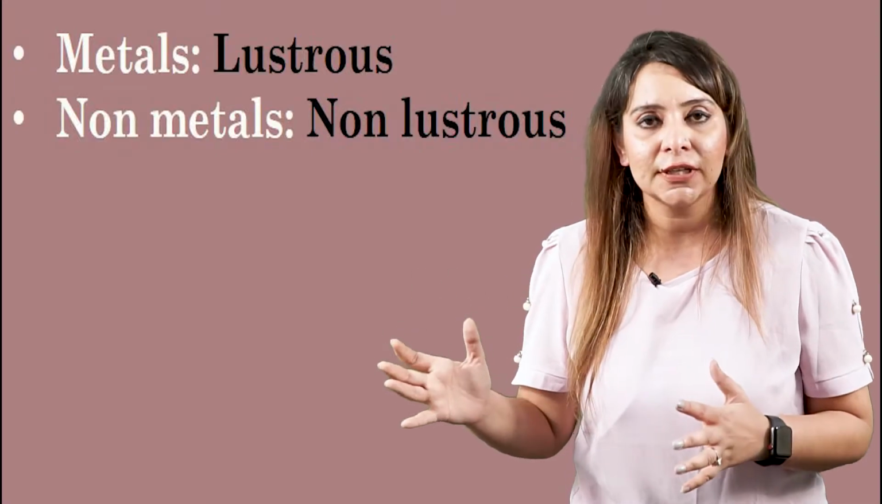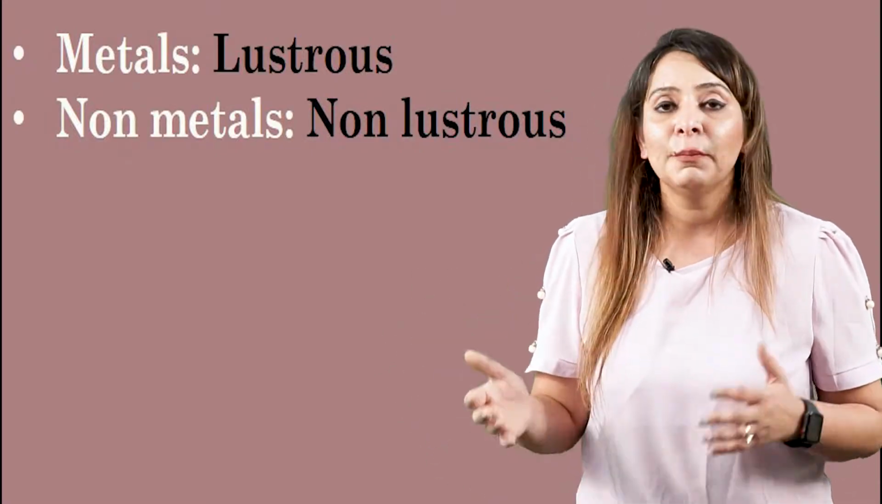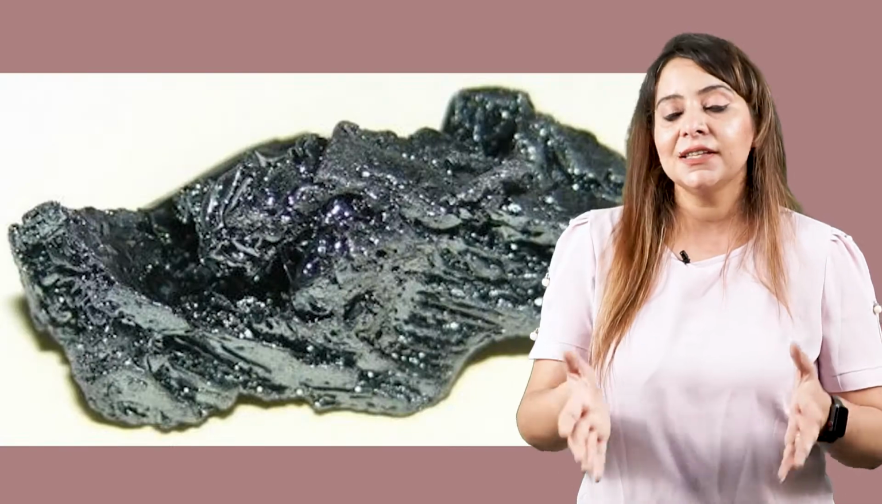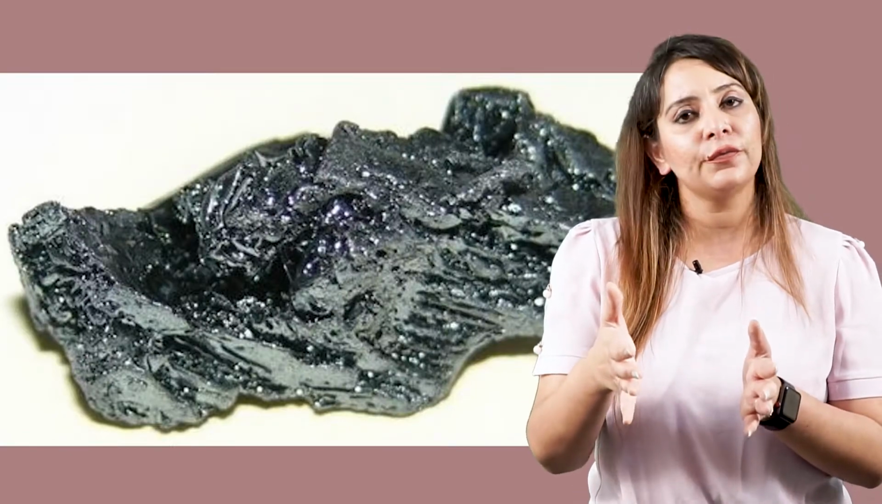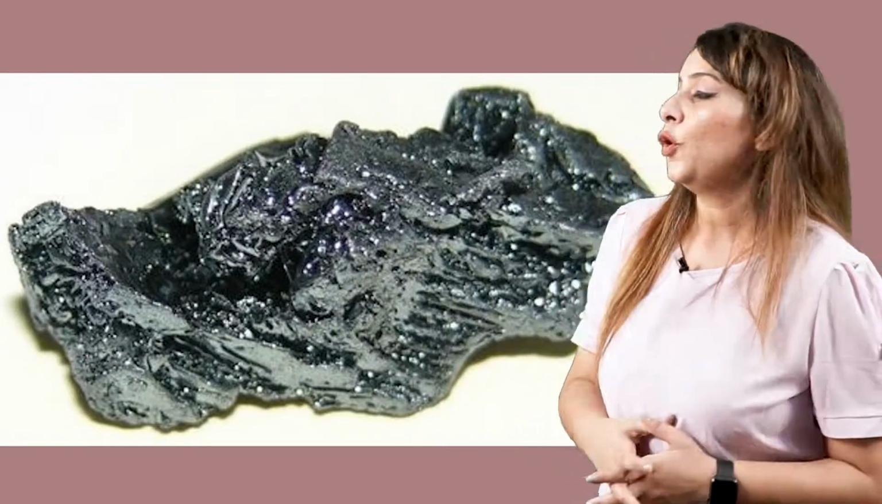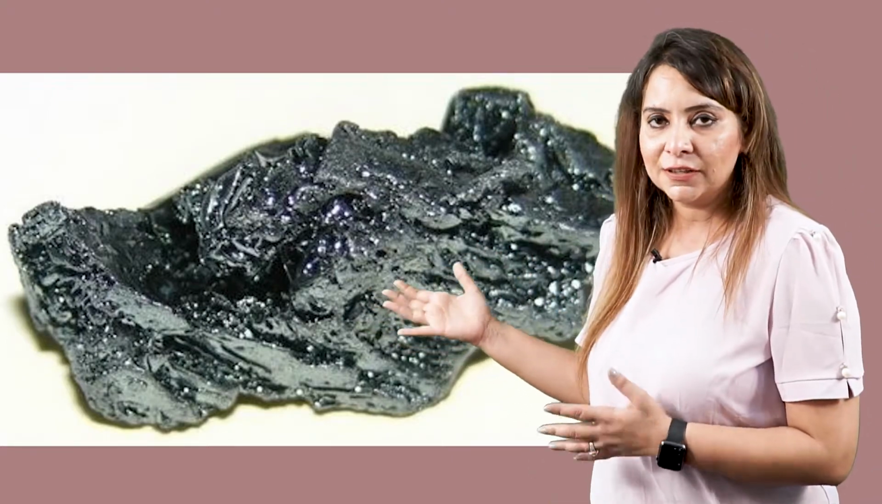Right. Metals possess the property of being lustrous because they shine. But the exceptions do exist, as I told you. Sodium and potassium are non-lustrous. They do not shine. And non-metals, in general, are non-lustrous. They do not shine. But again, the exception exists: iodine and the allotrope of carbon, graphite. They have the property to shine. Right, so I think you got it.